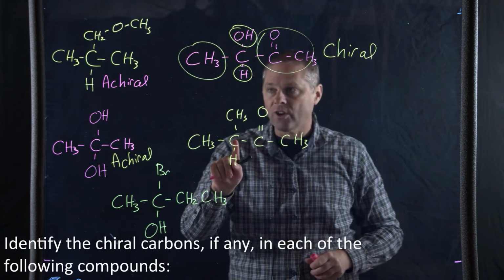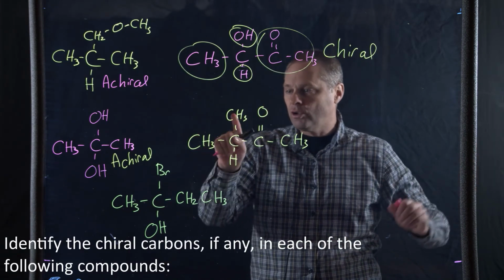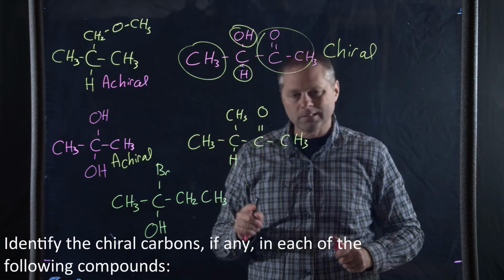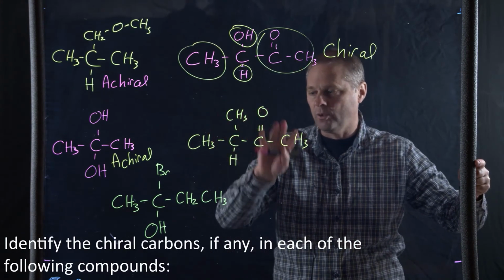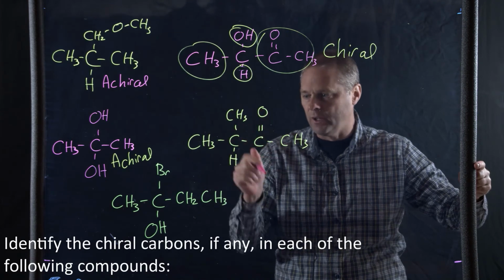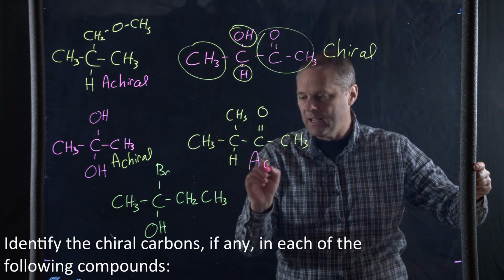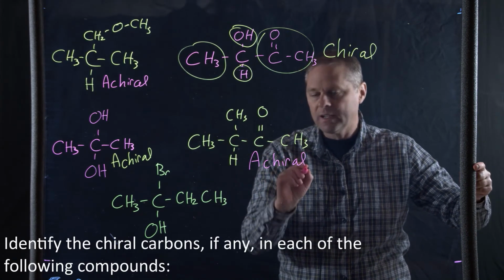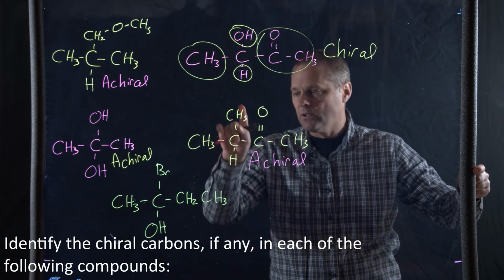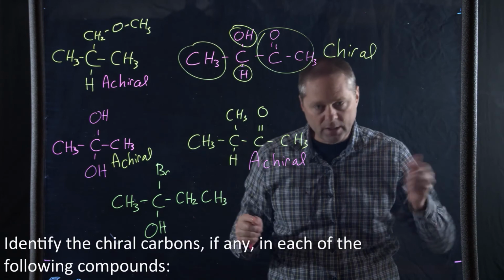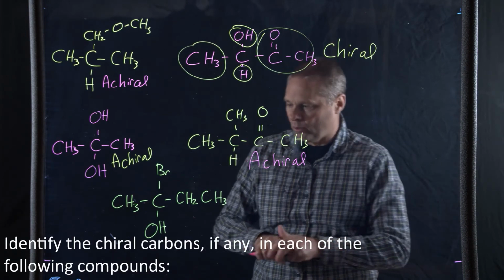If we look at this carbon here, it happens to have 2 methyl groups, so that means it's not chiral. And this carbon only has 3 groups bonded to it. 1, 2, 3. So this is achiral as well, because this carbon atom has 2 methyl groups, so that's 1 group, 2, 3 different groups. So it's got to have 4 different groups associated with it.